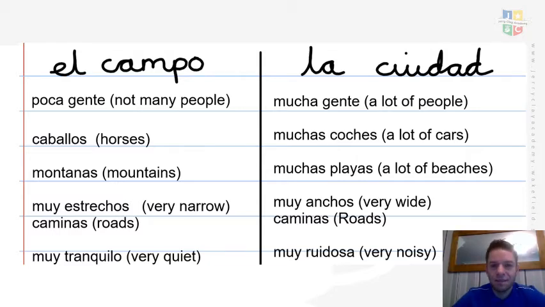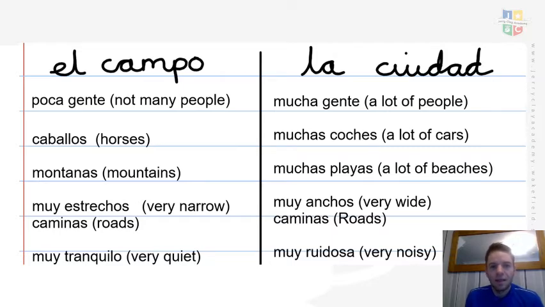So let's have a look at some of the possibilities of what life might be like in the countryside or El Campo. You may well see that there is poca gente. Poca gente. Muy bien. Remember, it's really easy to say gente like you probably would in English, but in Spanish it's more like a gente. Muy bien. Now that means that there's not many people, which obviously in the countryside it's very spacious. Not many people live there.